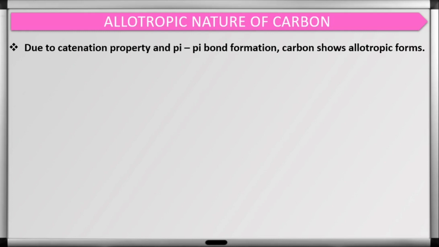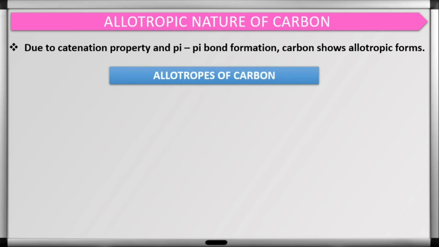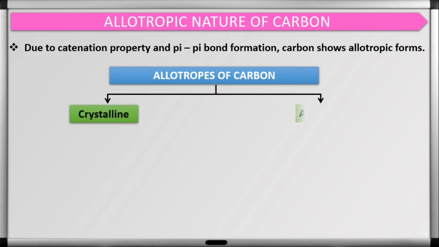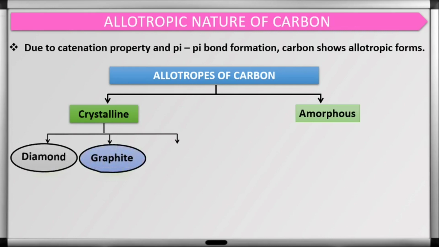We are going to look at the classification in a chart format. See here, allotropes of carbon. Now first of all it is divided into two parts, crystalline and amorphous. Crystalline is divided further into three parts: diamond, graphite and fullerene. We are going to study the diamond, graphite and fullerene of the crystalline form.